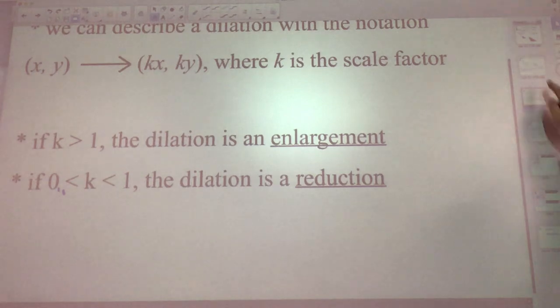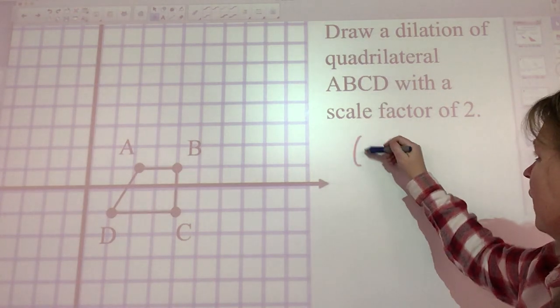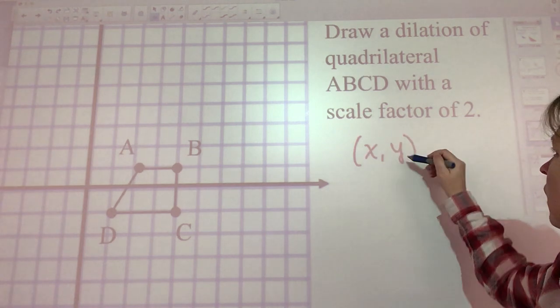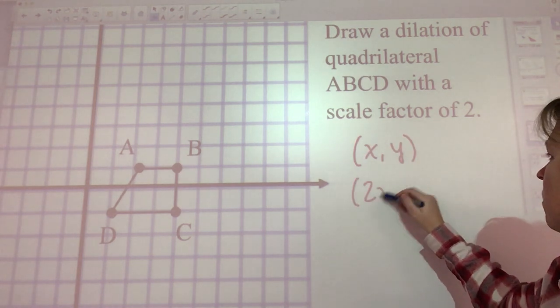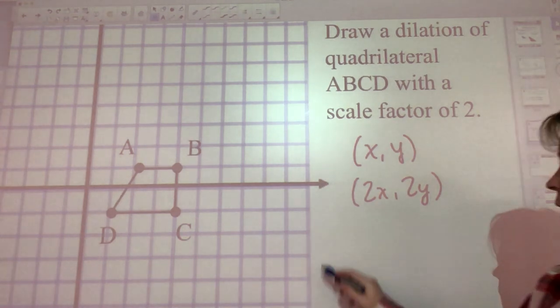So how does that look? Here's a coordinate plane. Hopefully you have this on a handout so that you can draw it, otherwise you're going to have to draw your own graph. Draw a dilation of quadrilateral ABCD with a scale factor of 2. So we're going to take every x and y and multiply them by 2 so that they get twice as big.